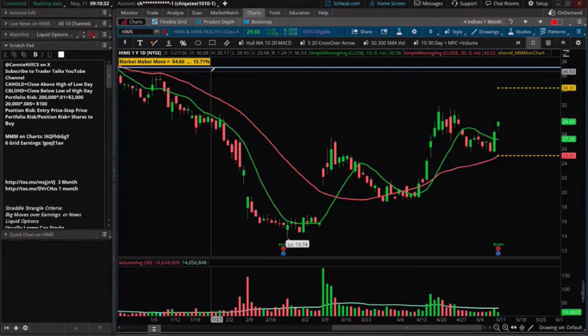Now, one thing with this strategy is we want to know if the stock has been making some big moves. We're seeing it's expecting a big move, and we want to go check the history on that. Now, I'm going to share a couple of things here. The first is this market maker move script. Those of you that are here live, I'm going to paste it into the chat so that you can take a look at it.